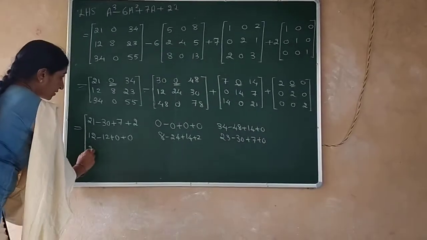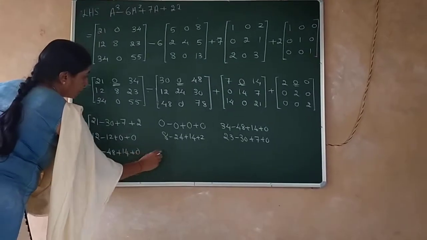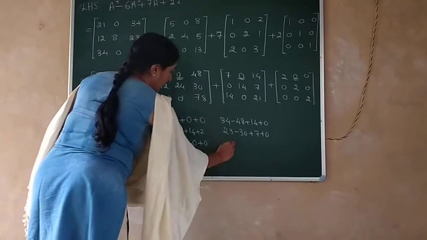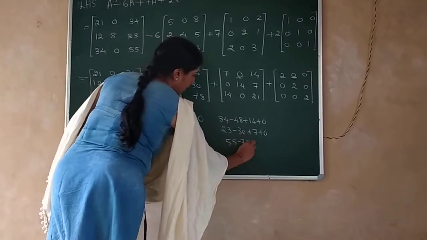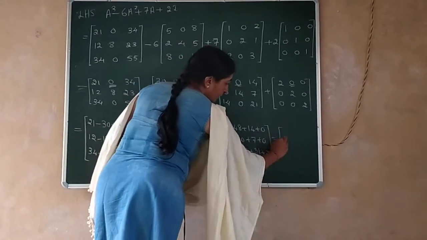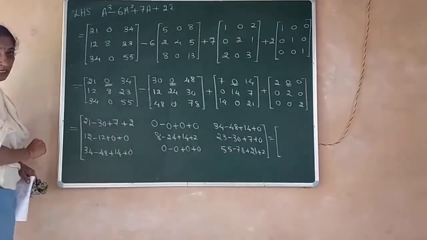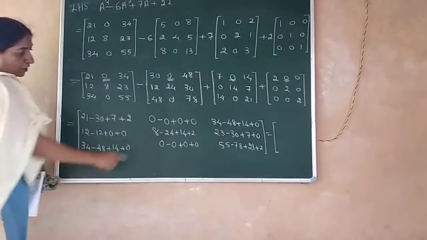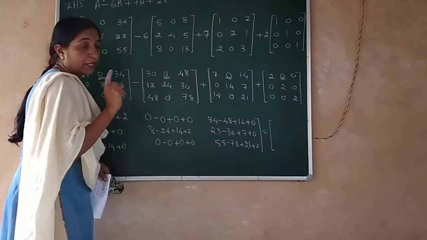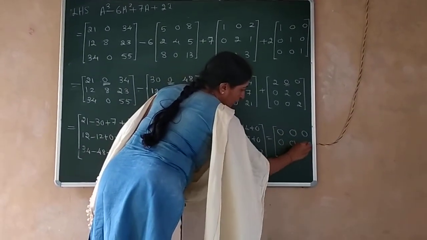What about the next? 34 minus 48 plus 14 plus 0. 0 minus 0 plus 0 plus 0. Next, 55 minus 78 plus 21 plus 2. See what is remaining? When you solve this, see the element: 21 plus 7 plus 2 is 30. 30 minus 30, 0. Here all are 0. And here 34 plus 14 is 48. 48 minus 48, 0. That means you are getting all the elements 0.